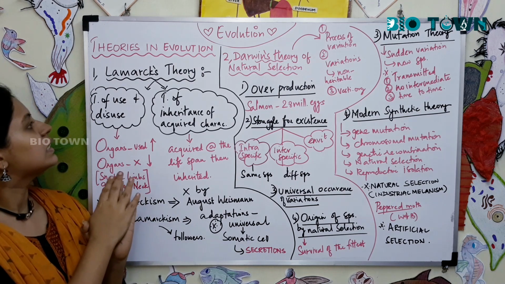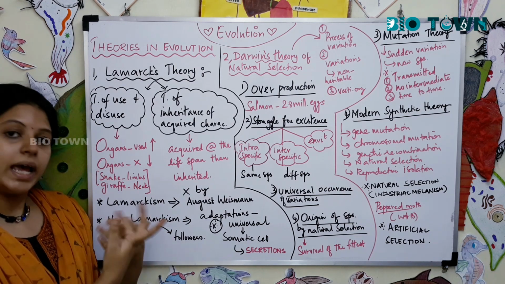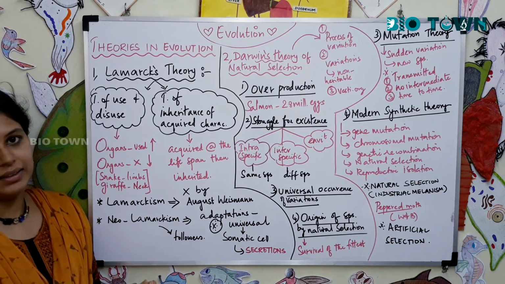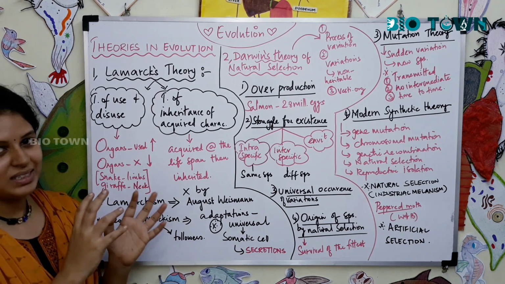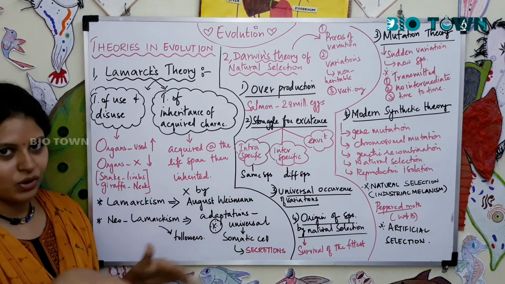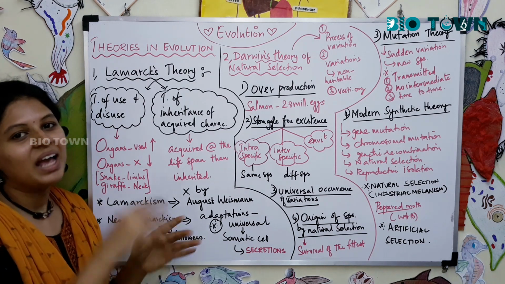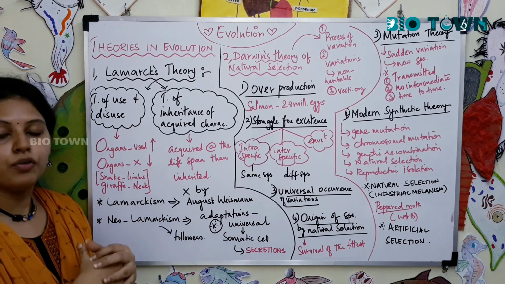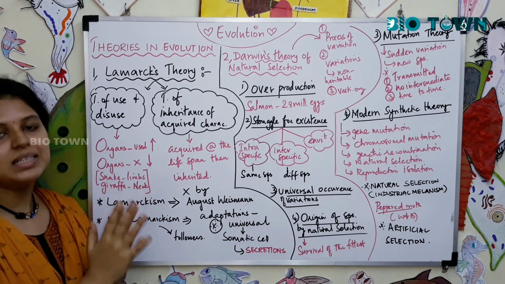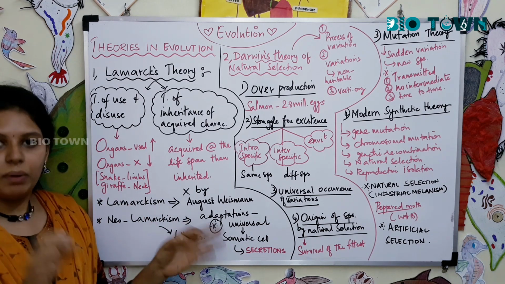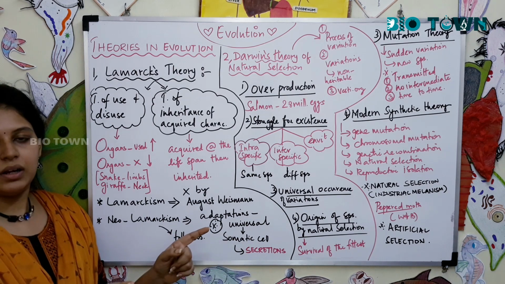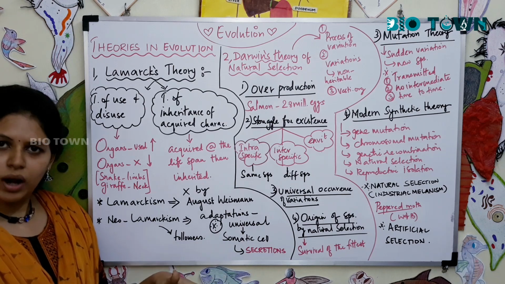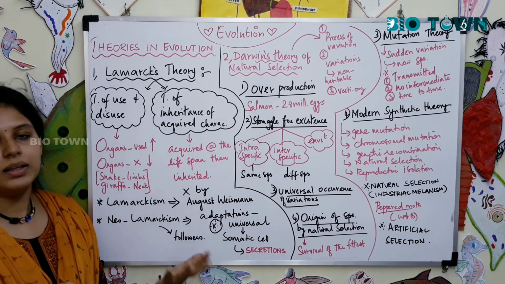So one is the theory of use and disuse, and the other is the theory of inheritance of acquired characters. I feel the names sound a little difficult, is it? No, not really. It's a very simple theory and he just kept complex names for these theories. First is the theory of use and disuse. He means to say that when an organism uses a particular organ, the organ will grow. When the organism is not using the particular organ, it will not grow.